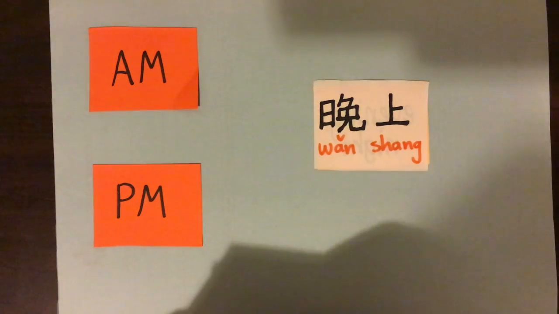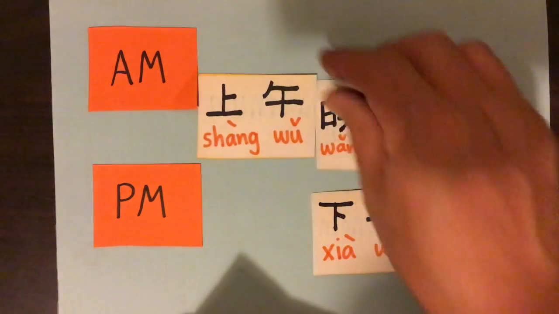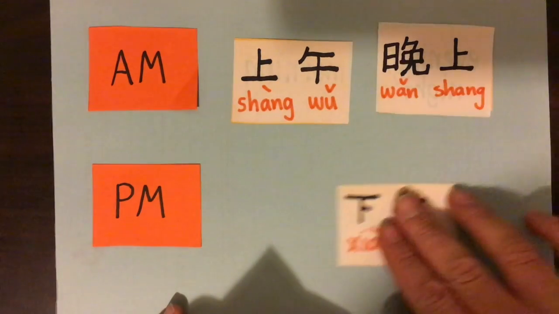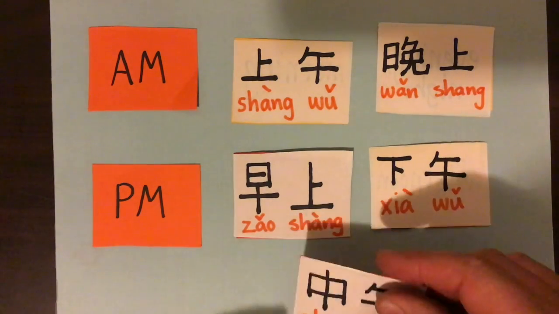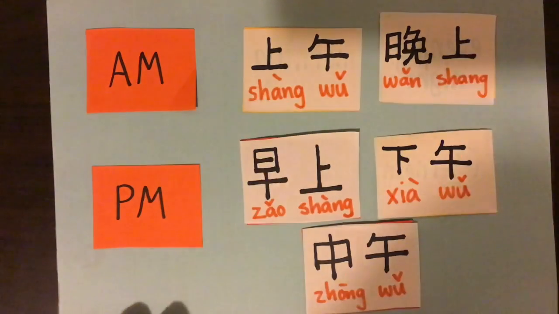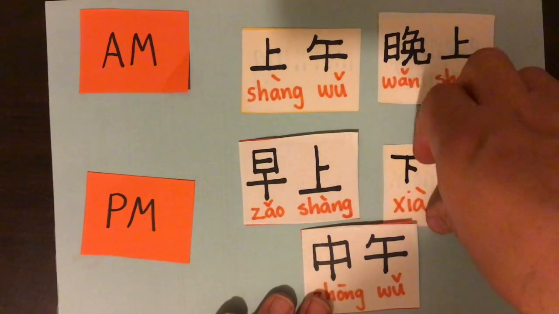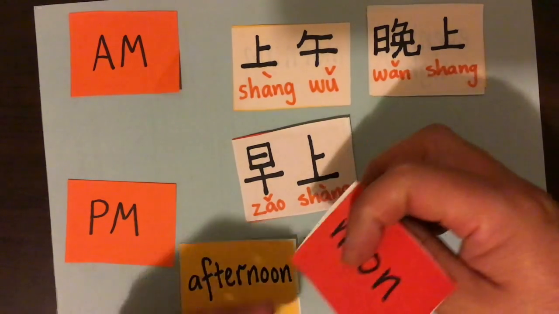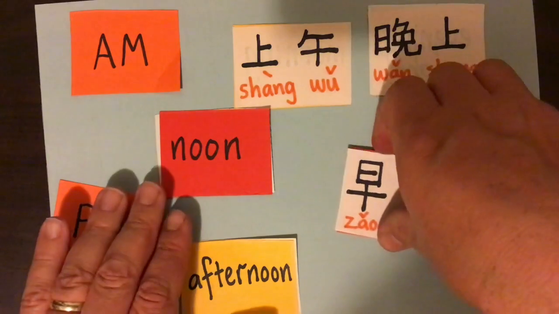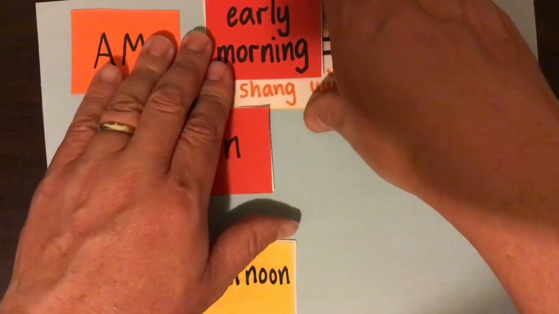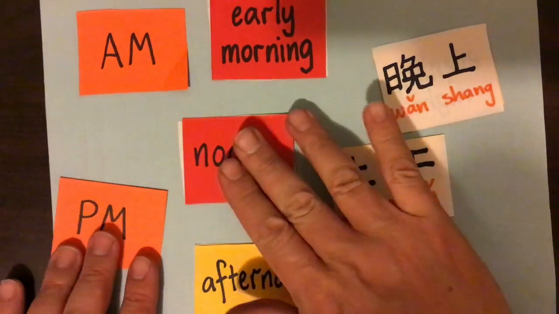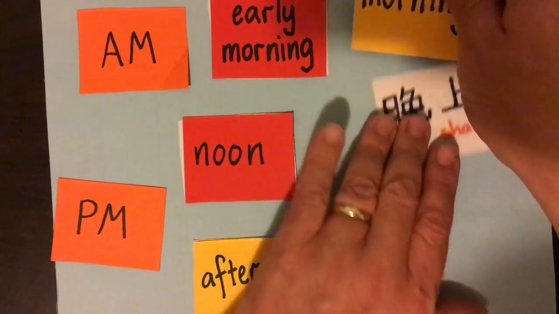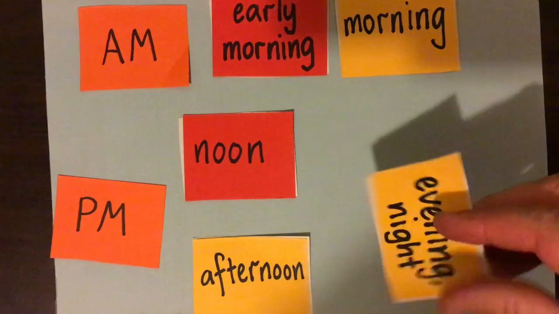Now let's revise some of those time segments in terms of, do we class them as AM or PM? So we've got Wanshang, Xiawu, Shangwu, Zaoshang and Zhongwu. Okay, let's take a look. Xiawu is afternoon, so that's going to be in PM. Zhongwu is noon, so that'll be right in the middle. Zaoshang, early morning, is going to go up here. Shangwu is morning. Goes there. Wanshang is evening or night.